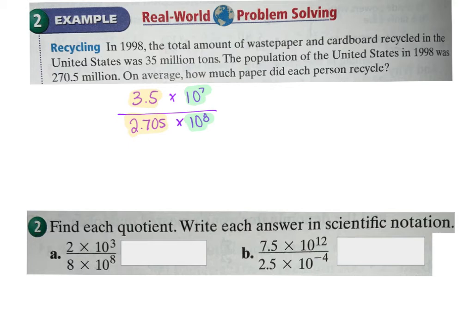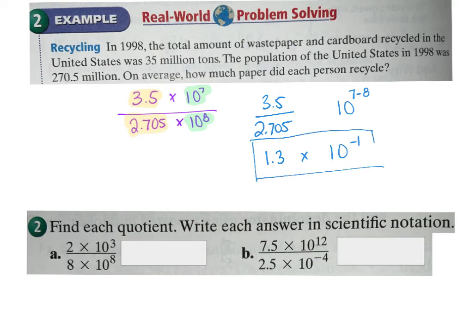And so for this one, and I'm not going to give you numbers this large, but they divided the 3.5 by the 2.705. And when they did that, they got approximately 1.3. And then we're going to do the piece with the tens. These are like bases, so we're going to say 7 minus 8. So then they got 10 to the negative 1. And so this is already in scientific notation. We have our numbers that fall within the realm of 1 to 10, and then we have times 10 to a negative 1. Now with scientific notation, you leave it as a negative exponent. You don't move it to a denominator position. You leave it this way.